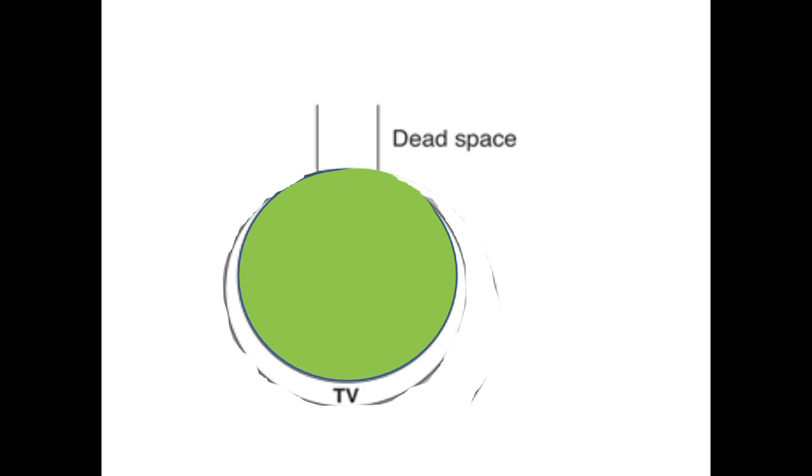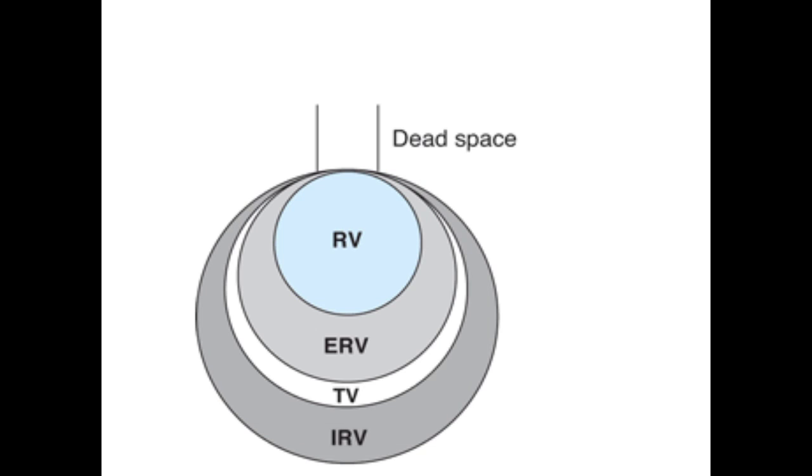Just in this I am showing all. If you can see, this is tidal volume. Now this is expiratory reserve volume, maximally expired. This is the residual volume. This is inspiratory reserve volume, where we have taken a maximum inspiration after normal inspiration.